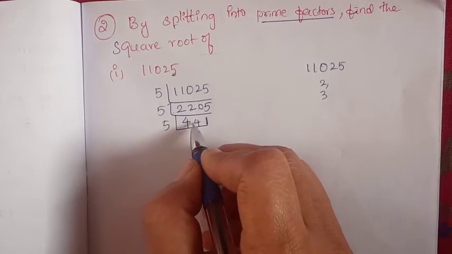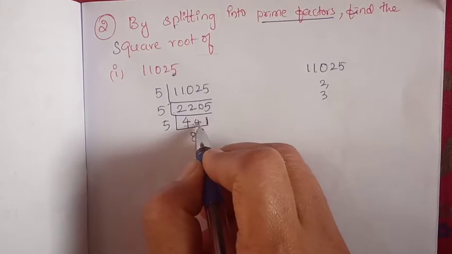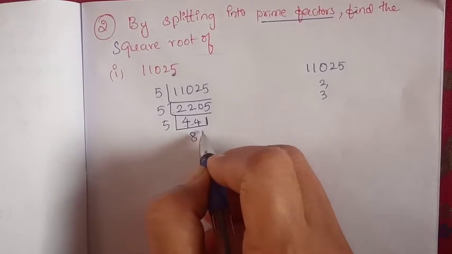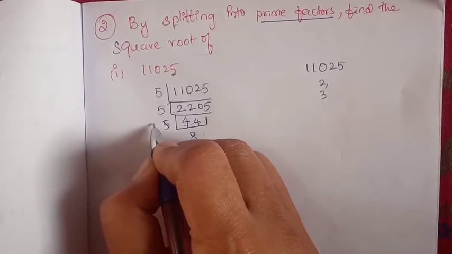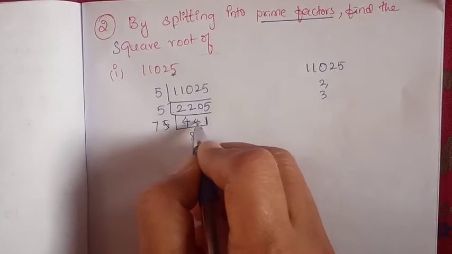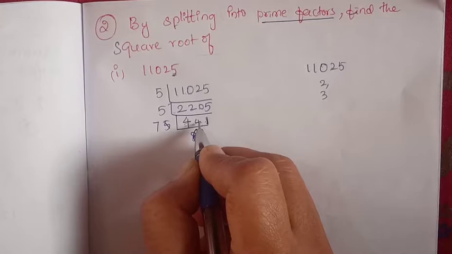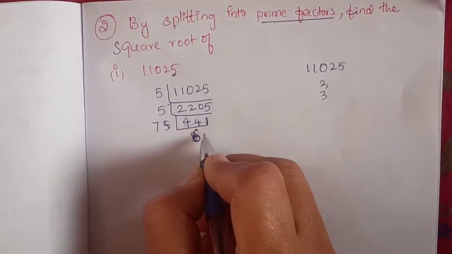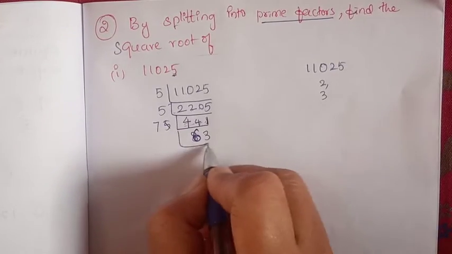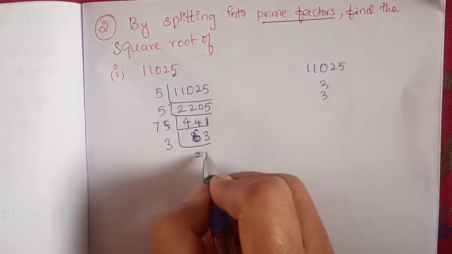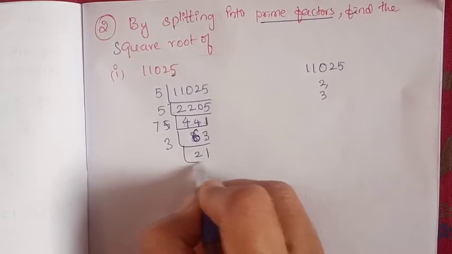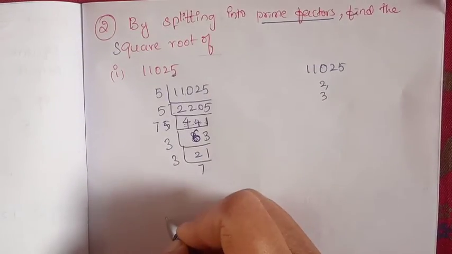Okay, 7 how many times? 7 6s are 42, and 2 and 1. So here we can go with 7. 7 6s are 42. 2 and 1 will be left. 7 3s are 21. Next 3 2s are 6, 3 1s are 3. Next 3 7s are 21.